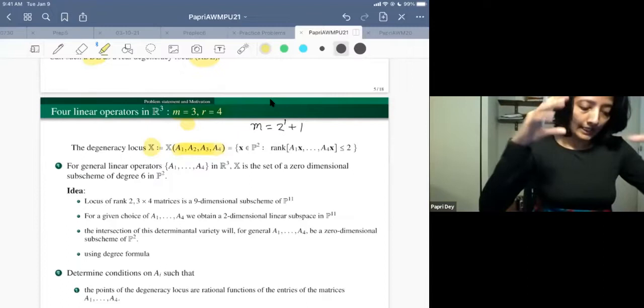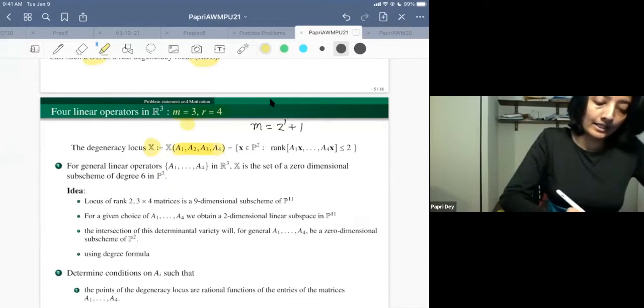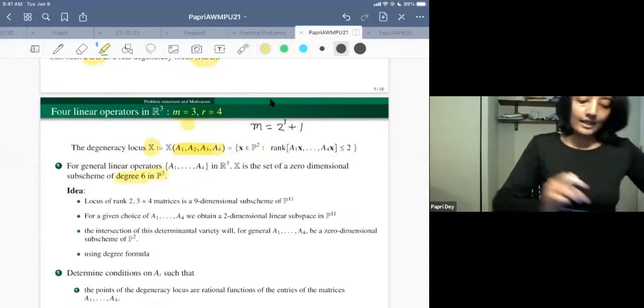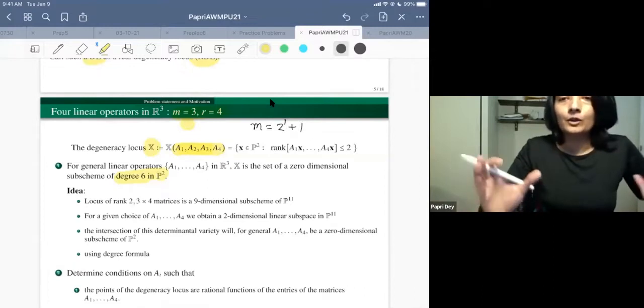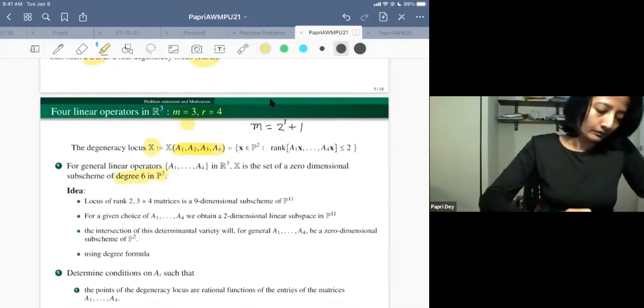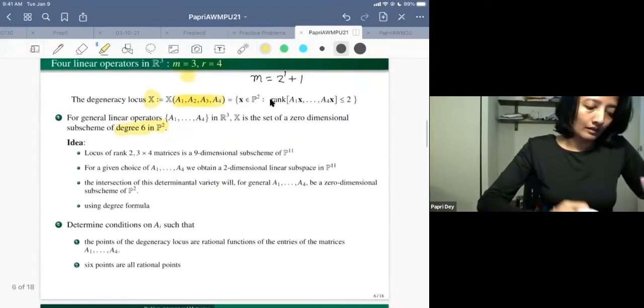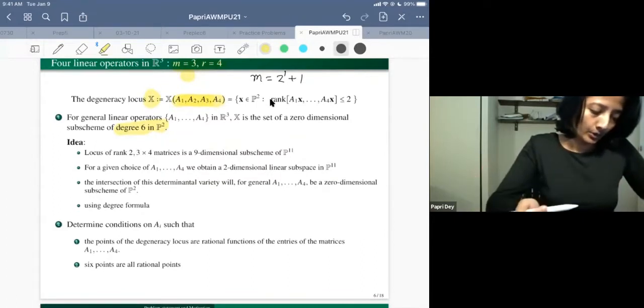So if we look at any general collection of A1 to A4 in R3, we have shown that this X is the set of a 0-dimensional subscheme of degree 6 in P2. In a simpler version, it is a 0-dimensional projective variety of 6 points. Okay. Now, the outline of the proof is as follows.